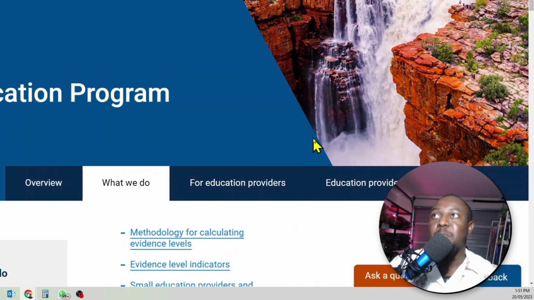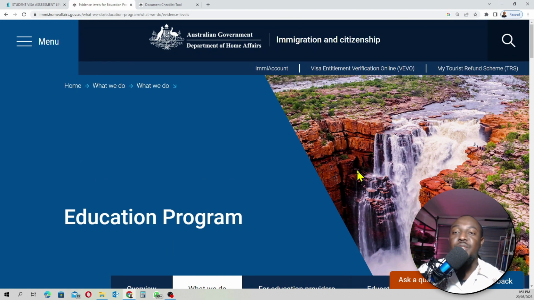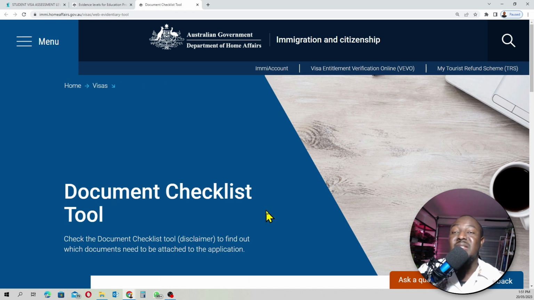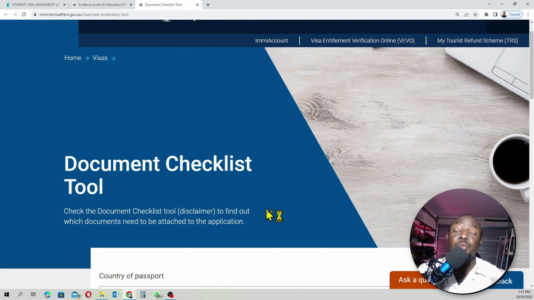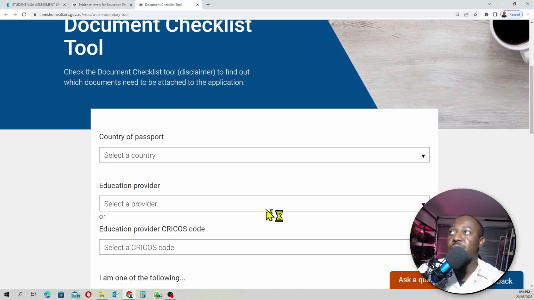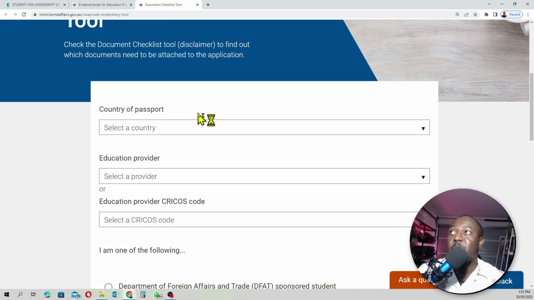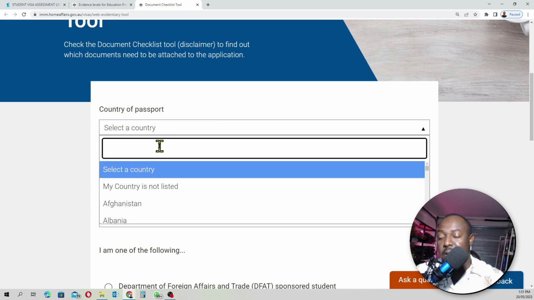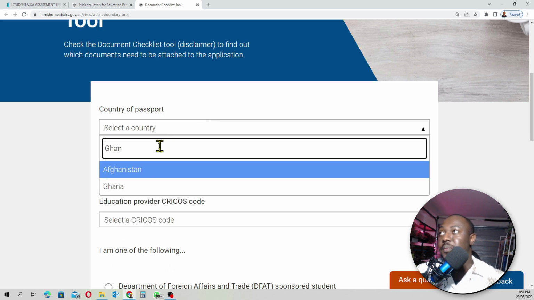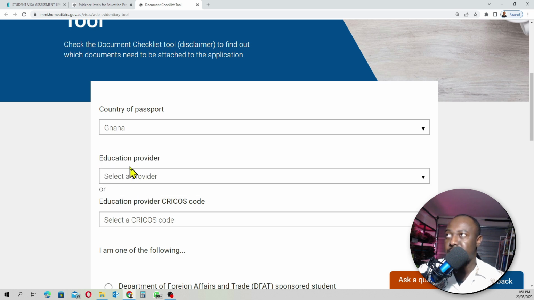As easy as that. Now, for you to actually understand this, they've got a document checklist here. So let's say I'm from Ghana and I want to come and study here, what sort of documentation do I need to provide? Let's quickly go through one. So you have the country of passport here. Let's say I'm from Ghana. I'm going to type in Ghana here. Okay, so I'll select Ghana.